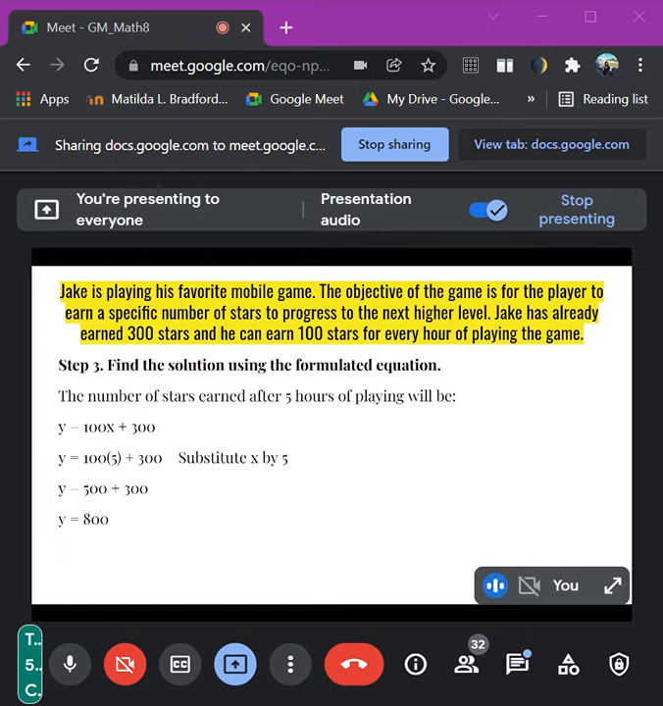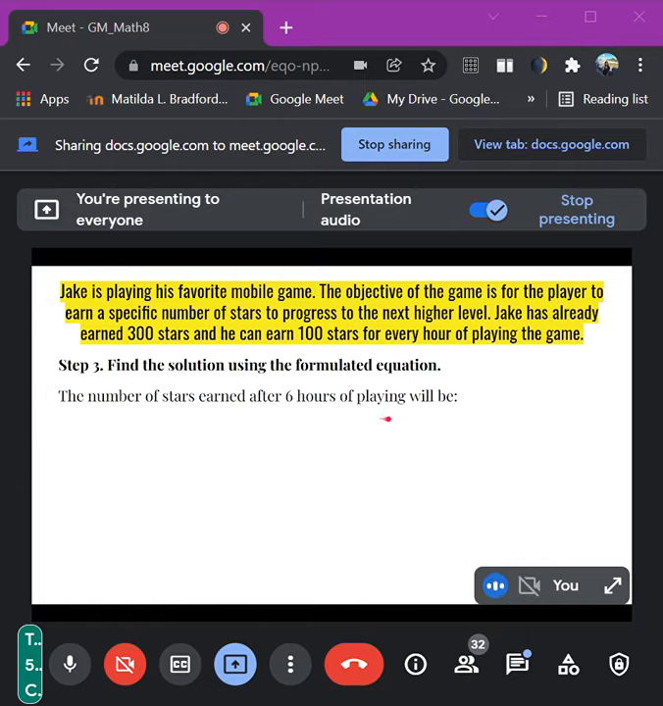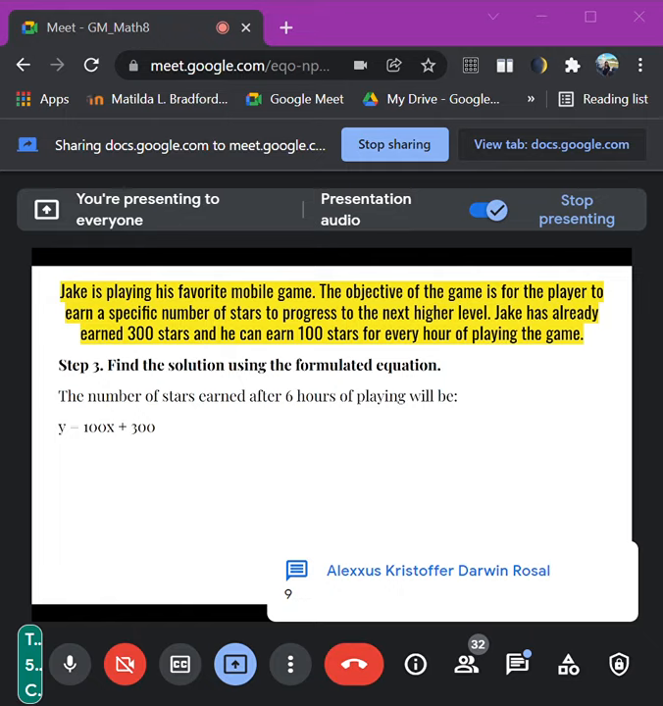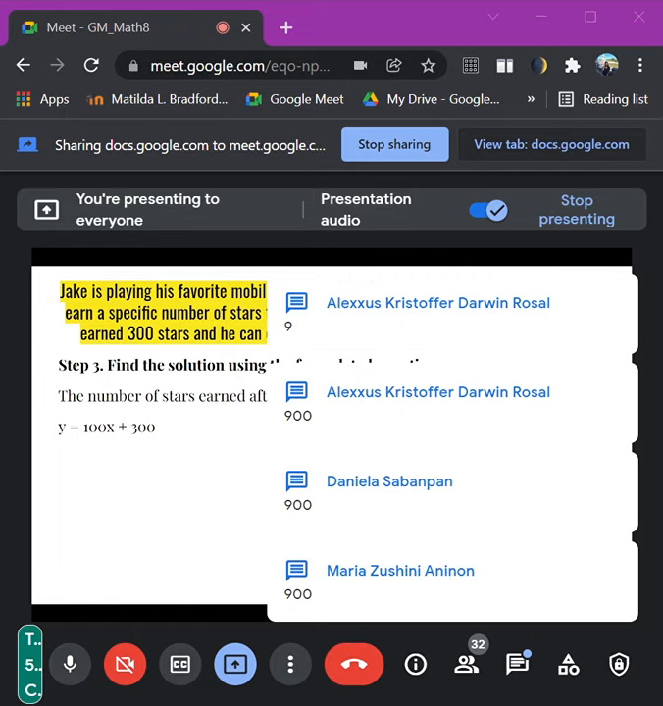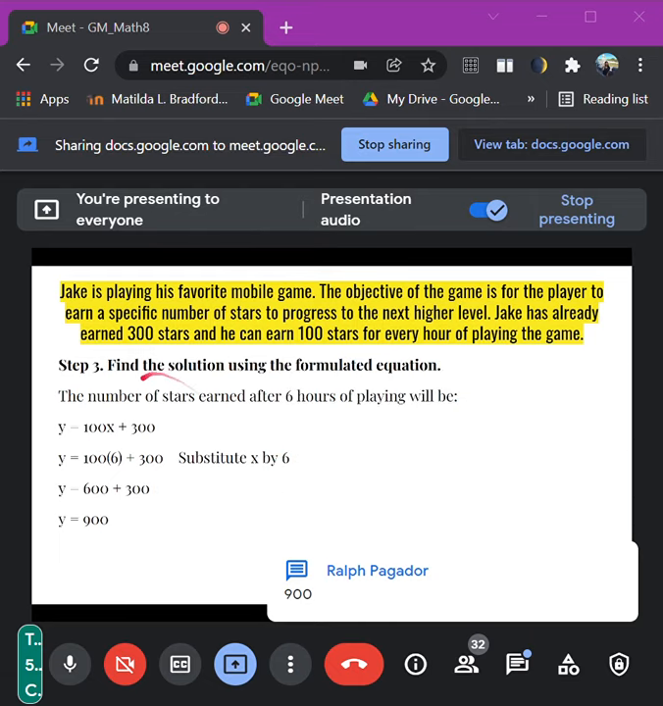Okay. So earlier, class, I did not put the given in my question, so I end here, but these are actually the corresponding solutions so that you can understand how to solve. Okay? Now, let's go to the next one, which is 6 hours. Try to solve, class, if 6 hours. How many stars will he earn? Okay, very good. That is 900. 100 times 6 is 600 plus 300, that is 900. It is easy to identify once we have our formula.